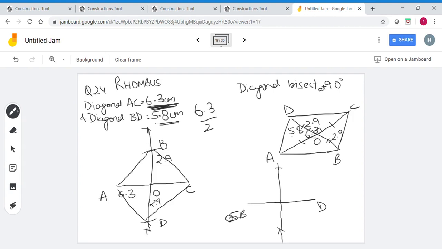If you divide 6.3 by 2, which is 3.15 centimeter, how will you measure 3.15 centimeter in the scale that we have? Because our scale measures only up to 1 decimal point. Right? So we can get 3.1, but we won't be able to get 3.15. So that's where you lose marks. That's why always keep the odd one as the first diagonal that you draw. Now let's go and construct.